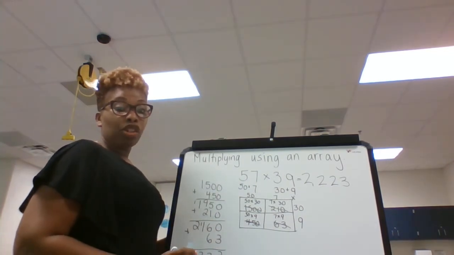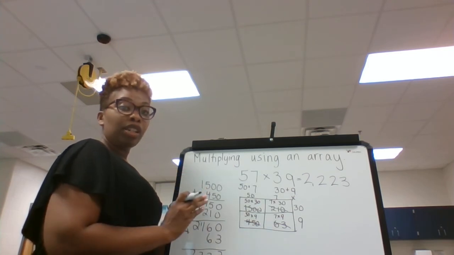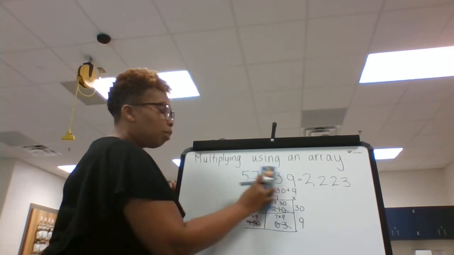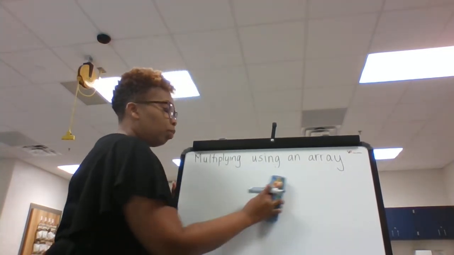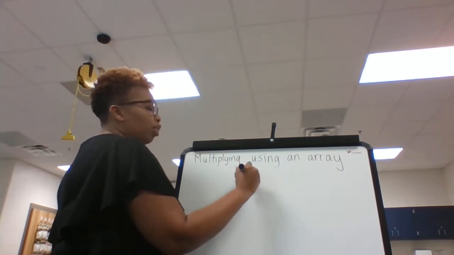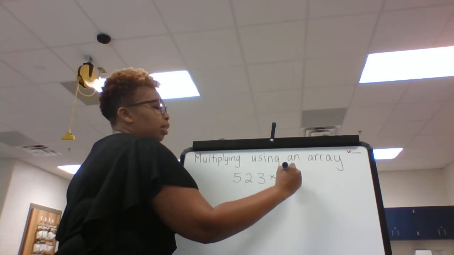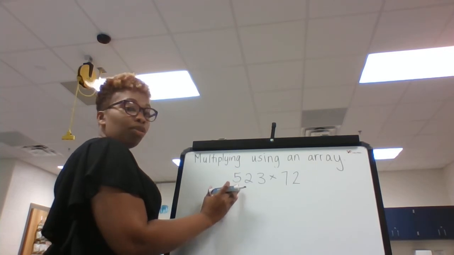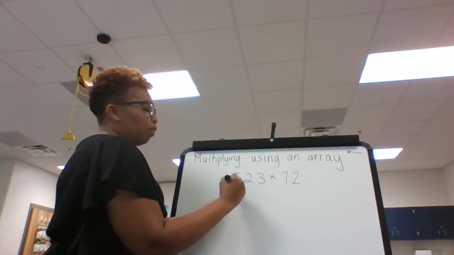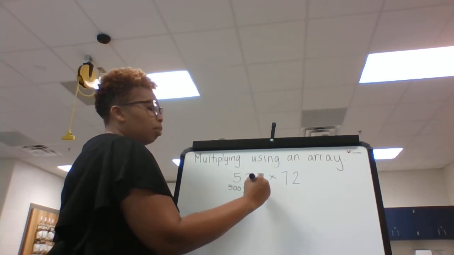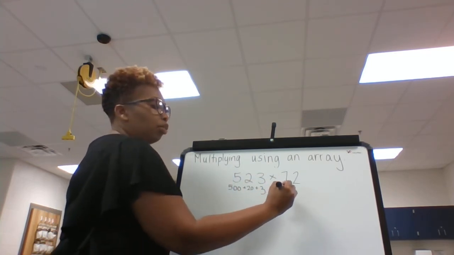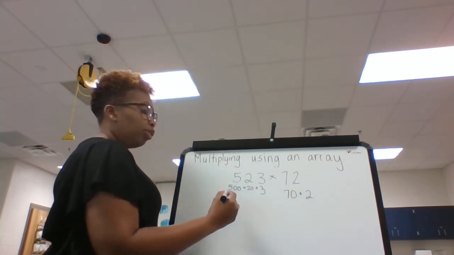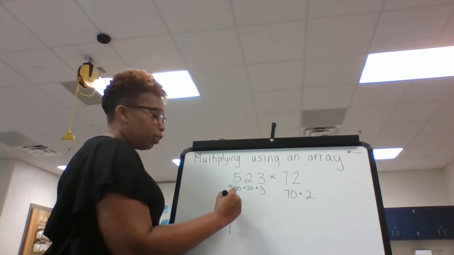The last equation that I'm going to show you is multiplying a 3-digit number by a 2-digit number. If you're noticing, some of the steps should look very similar. I'm just repeating it. So we're going to multiply 523 times 72. Same thing, I break apart my number. Now I have hundreds, tens, and ones. So I break it apart, 500 plus 20 plus 3. I break apart 72, 70 plus 2. And then I create my array so that I have enough space to multiply all my numbers.